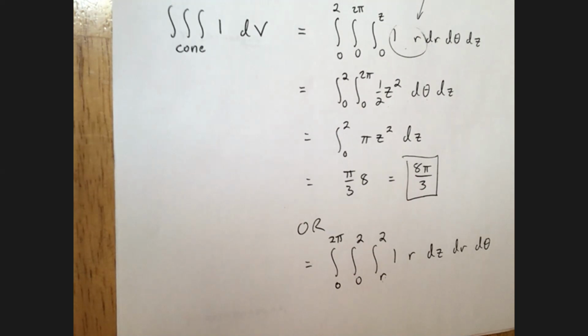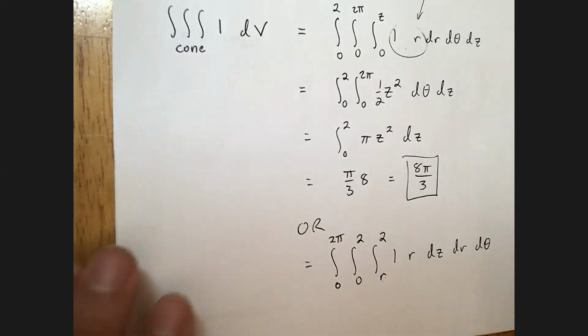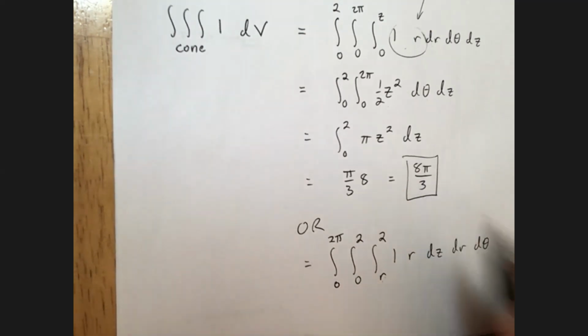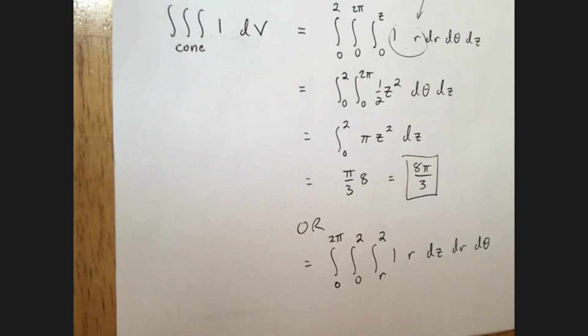So notice it looks a little bit different, but this is how you'd set it up if you reversed the dz and the dr. Okay. And go ahead and work it out. Homework exercise there, just to verify on your own. See if it also gets you to 8 pi over 3. It should. Okay. All right. Any questions on that one?